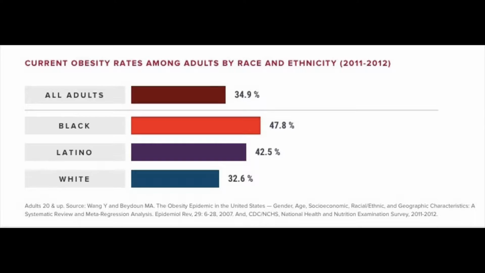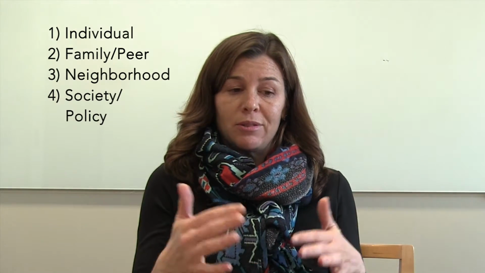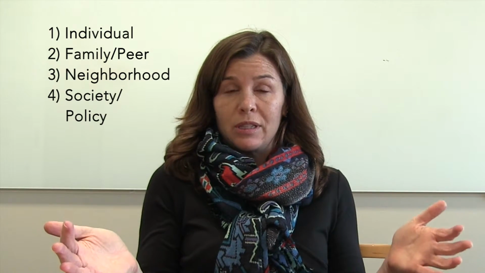There are some pretty marked disparities in obesity across the life course, from childhood all the way through older adulthood, across racial and ethnic lines and also across socioeconomic status. The determinants of those disparities are, as you might imagine, multifactorial. So I like to categorize them, at least for myself when I talk about it, as individual level factors, family or peer level factors, neighborhood factors, and then larger societal or policy level factors.